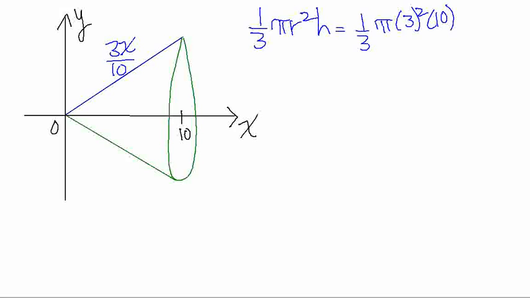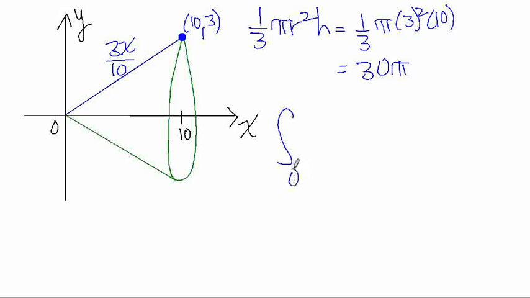The reason it has a radius of 3 is because the point with the biggest y value is (10, 3). You can see that by evaluating the function with respect to x equal to 10. All right, so then the volume of the cone has to be 30 pi. So now let's see what our integration formula gives us.